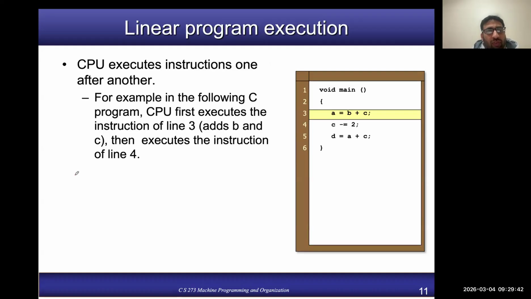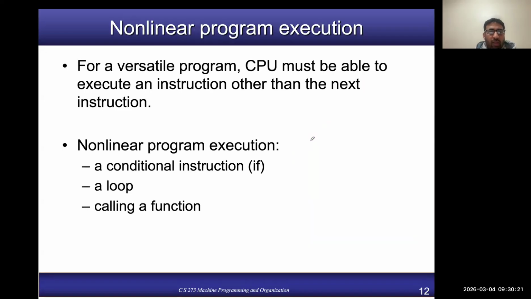Okay, so let's first talk about linear program execution. Which means that if there is no jump, then what happens is the following. Your program is executed in sequence, right? So for example, if you have this program written in the high level language on the right side, first the statement at line number 3 will be executed, then the one on line number 4, and then the one on the last line, line number 5, and then your program is completed, right? So normally, if there is no jump, no function calling, then your program executes in sequence. All instructions are executed one after the other.